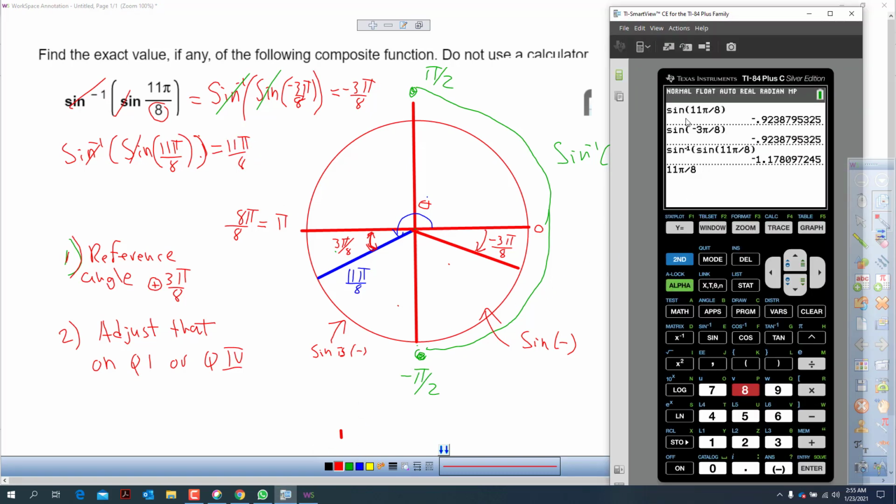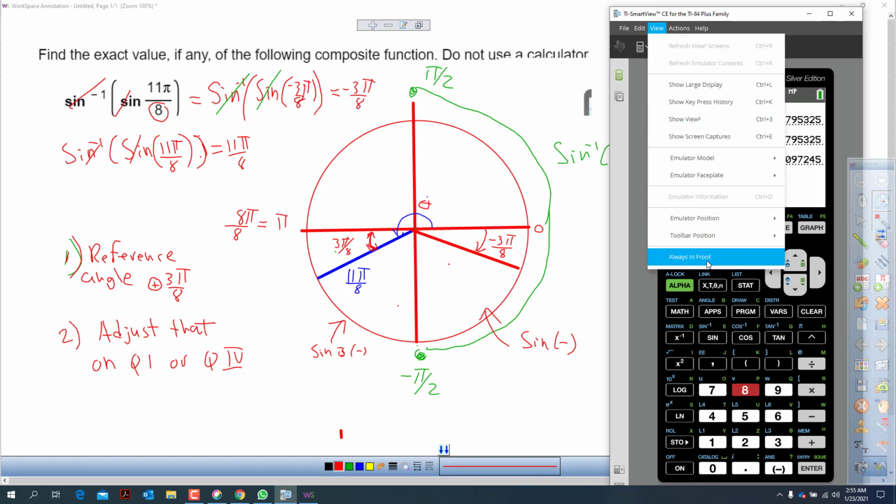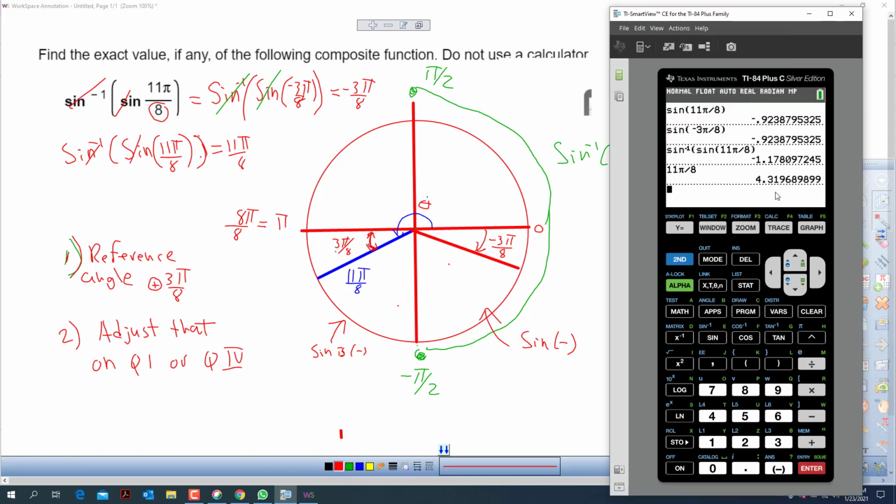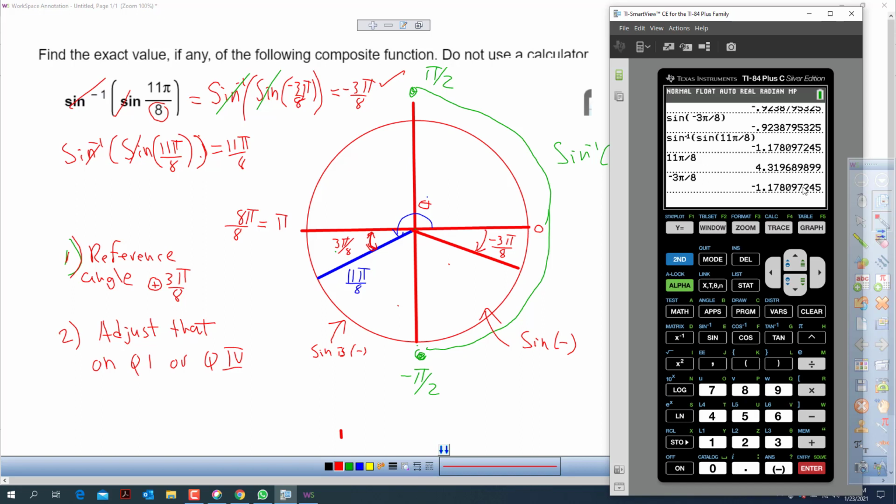So you do it wrong, you're gonna get a different number, a completely different number, right? I mean, this is not this. So now notice that the correct answer is negative 3 pi over 8. And this is exactly the same number we have here. Okay, so that's how you should do this problem.